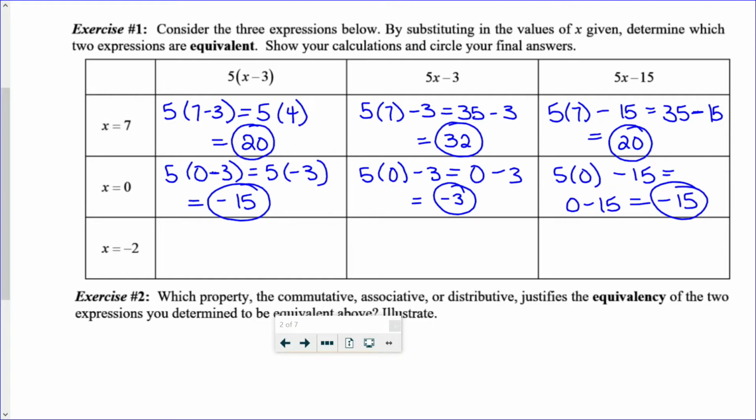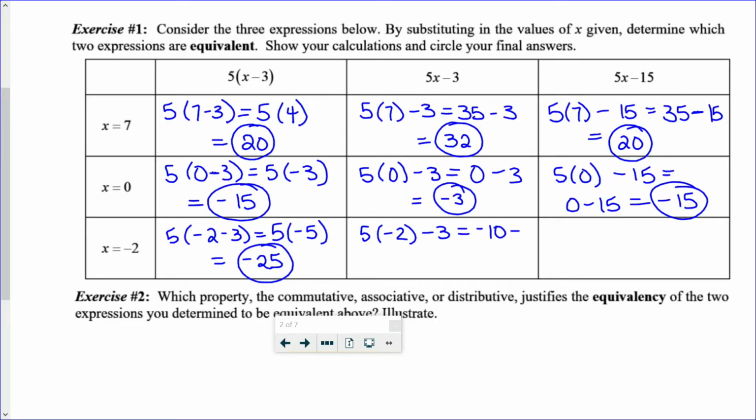All right, let's go for x equals -2. We're going to have 5 times (-2 minus 3). -2 minus 3 is -5. 5 times -5 is -25. Here, let's put in that -2 again for x. 5 times -2 minus 3. 5 times -2 is -10, minus 3, and -10 minus 3 is -13. Finally, we've got 5 times -2 minus 15. 5 times -2 is -10. -10 minus 15 is -25.